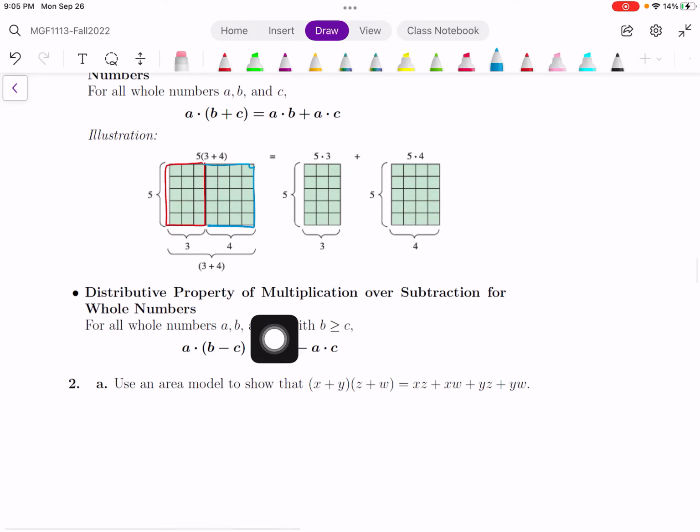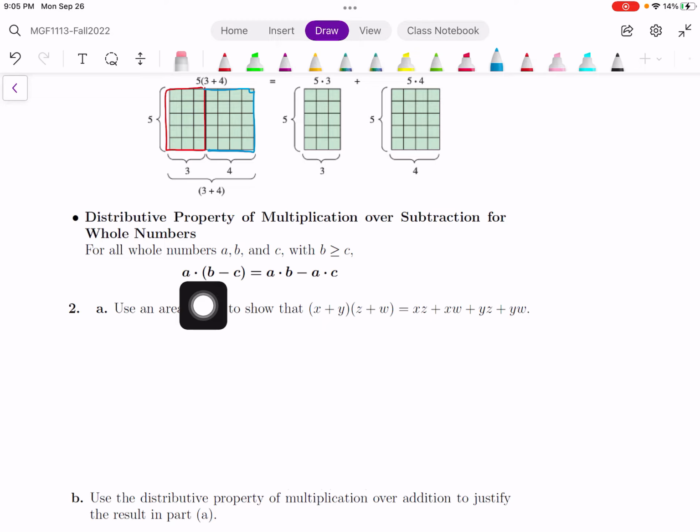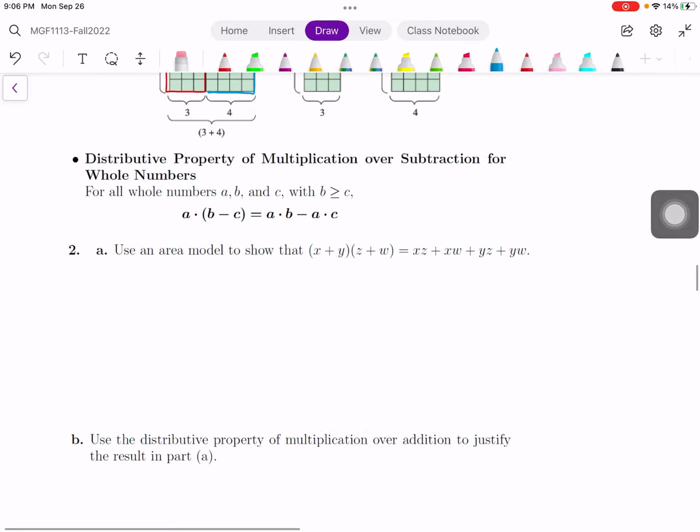And then you have the distributive property of multiplication over subtraction for whole numbers. Here we assume that b is bigger than c, so b minus c is still a whole number. Remember, we're learning about models of multiplication on whole numbers, so that means we don't want to produce anything negative, right? We want to stay within 0, 1, 2, 3, 4, 5, and so on. That's why here we assume b is more than or equal to c. And you have the same distributive property.